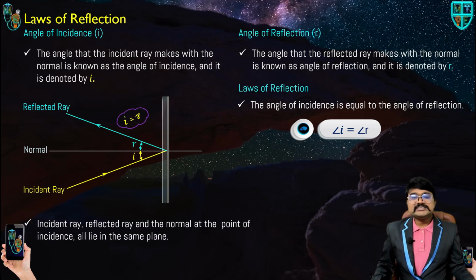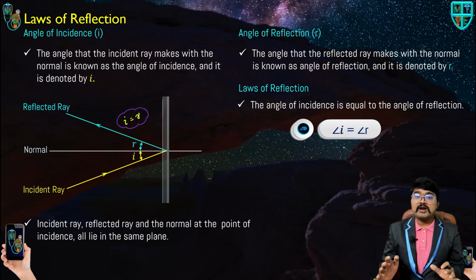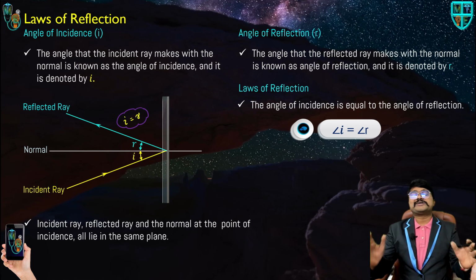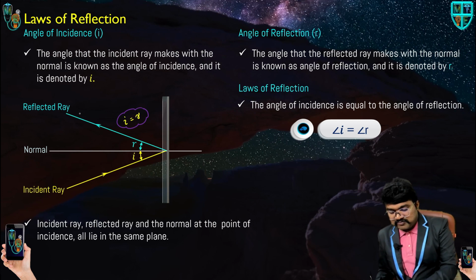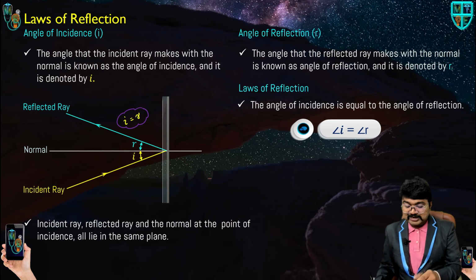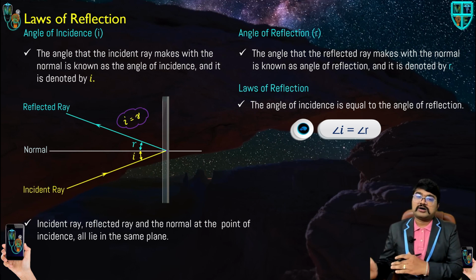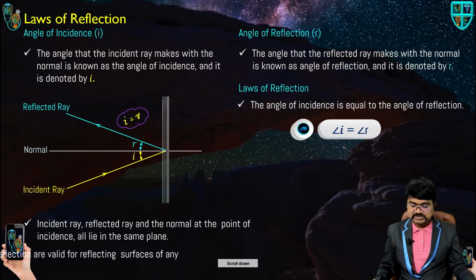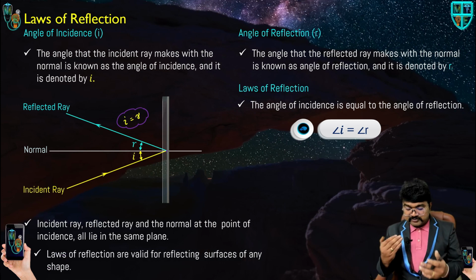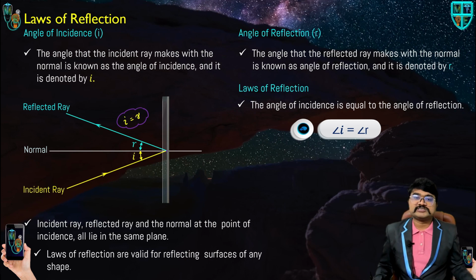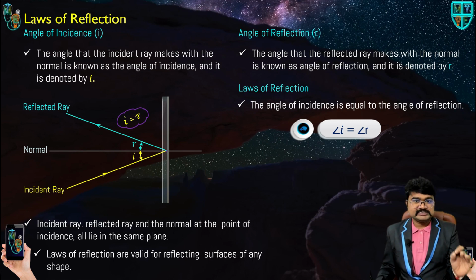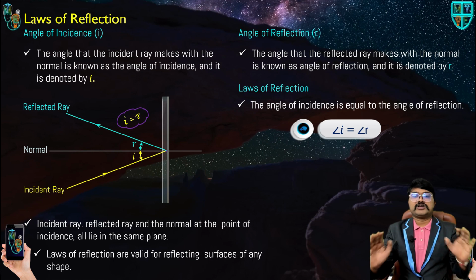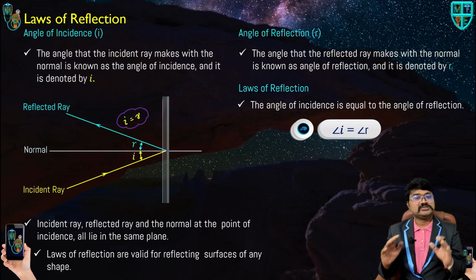Now, the incident ray, reflected ray and normal at the point of incidence all lie in the same plane. Understood now? This is one of the laws of reflection. Laws of reflection are valid for reflecting surfaces of any shape. So these three are the laws of reflection. One of the important laws here is angle of incidence equal to angle of reflection, and these three rays are present in the same plane.